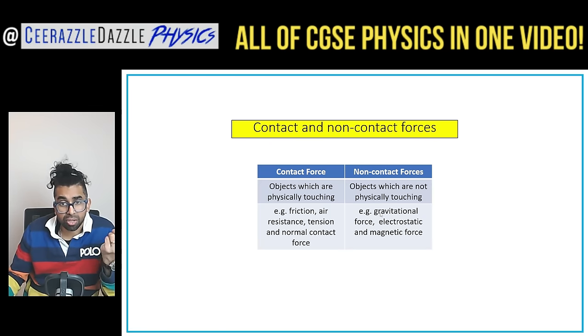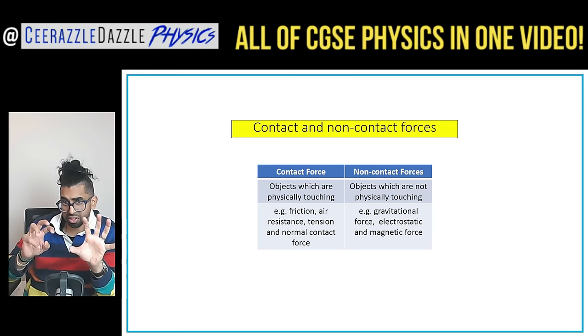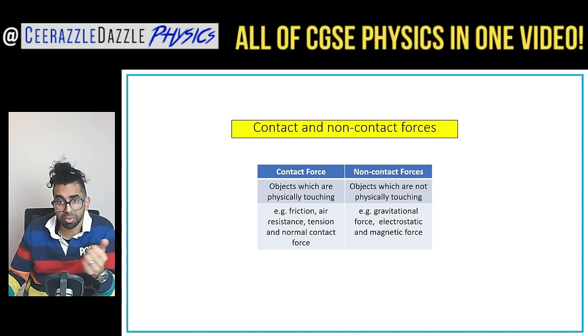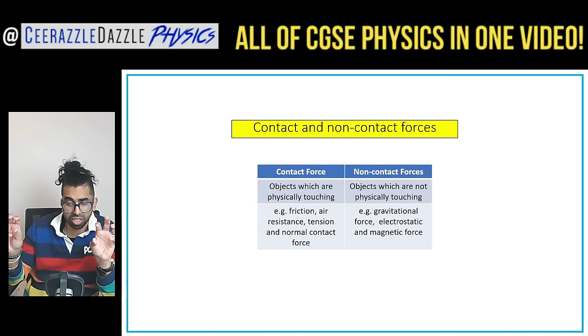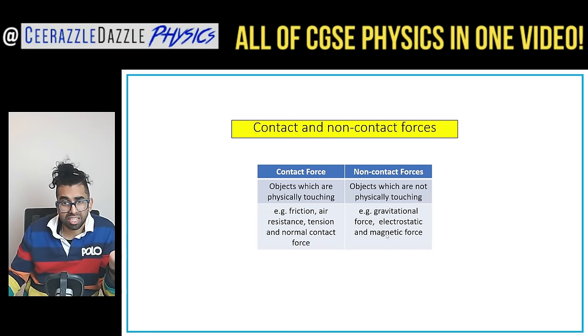Non-contact forces can be gravitational force. Yes, the weight of gravity, let's say a moon being attracted by a planet. Yes, they're not touching, but there's a force between them. Electrostatic, so two charged particles, let's say one's positive and that one's positive, there's a force between them. Magnetic force, don't forget, if you have a north pole next to another north pole, they will both repel each other. So these are all non-contact forces.